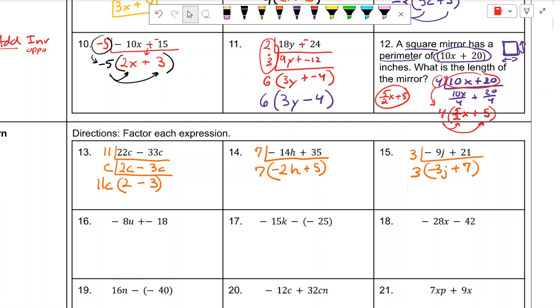Let's take a look at number 16 through 18. Now, 16 through 18, there is one of them that you'll be factoring out a negative, and hopefully you find which one it is. Pause now.